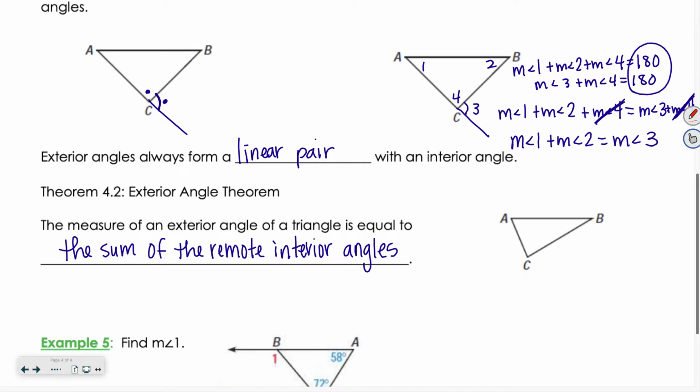So angle 3 up here is equal to the sum of 1 and 2, the ones that are away from it. So if I extended this out right here and I made this angle 1, it's equal to the ones that don't make the linear pair. So the measure of angle A plus the measure of angle B would equal the measure of angle 1. So that exterior angle is equal to the sum of the two angles that it doesn't make a linear pair with.